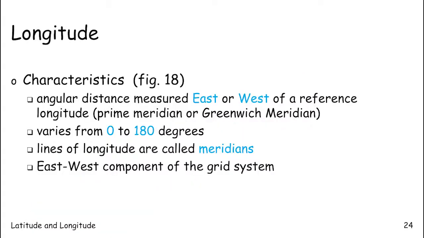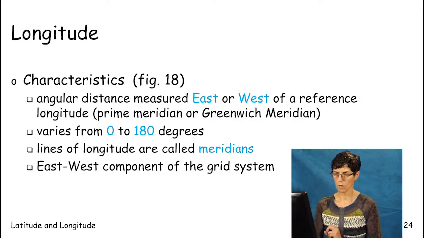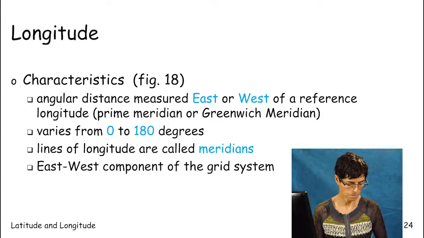So characteristics of longitude, again in reference to figure 18: it's an angular distance. It's a distance as an angle, and it's measured east or west of the prime meridian. It varies from 0 to 180 degrees this time, not just 90 degrees. Lines of longitude are called meridians. We're already familiar with this. And again, longitude describes a position on the Earth that is either east or west of the prime meridian. So that's the east-west component of the grid system.